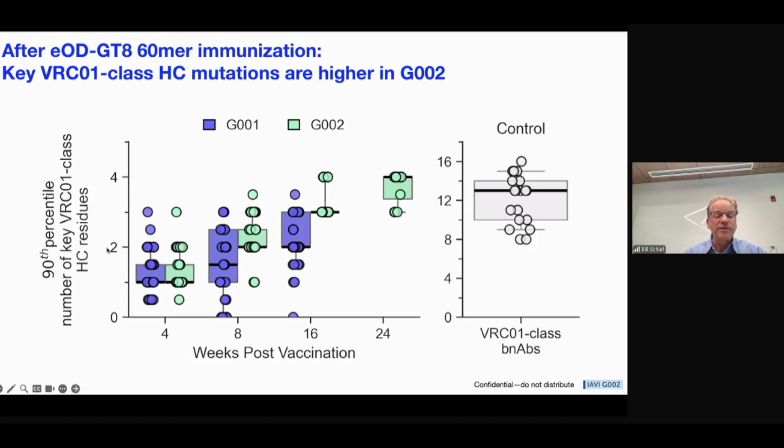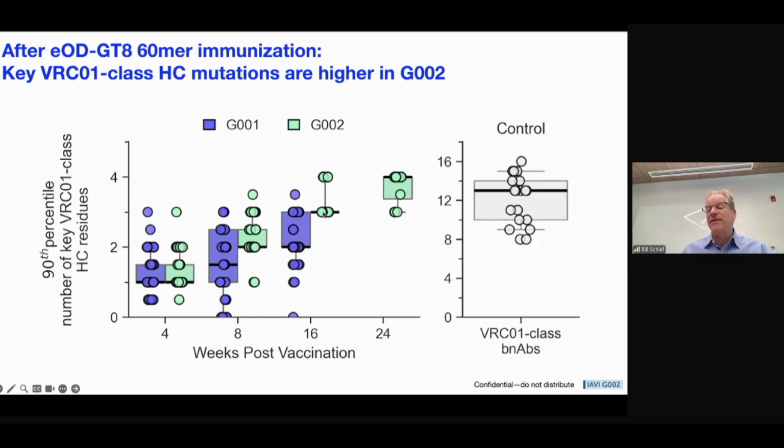What we're plotting here is weeks, and every symbol is again a participant in G001 and G002. We're looking at the VRC1 class responses. On the y-axis, I'm looking at the 90th percentile number of key mutations in each individual at that time. So we're skimming the cream off the top. You can see in G001 we were doing pretty well, but in G002 we're doing slightly better.